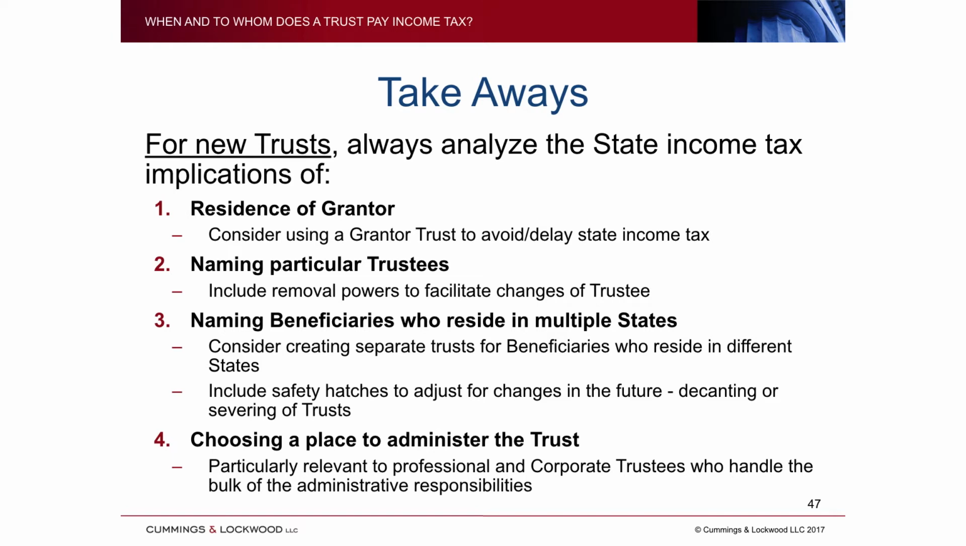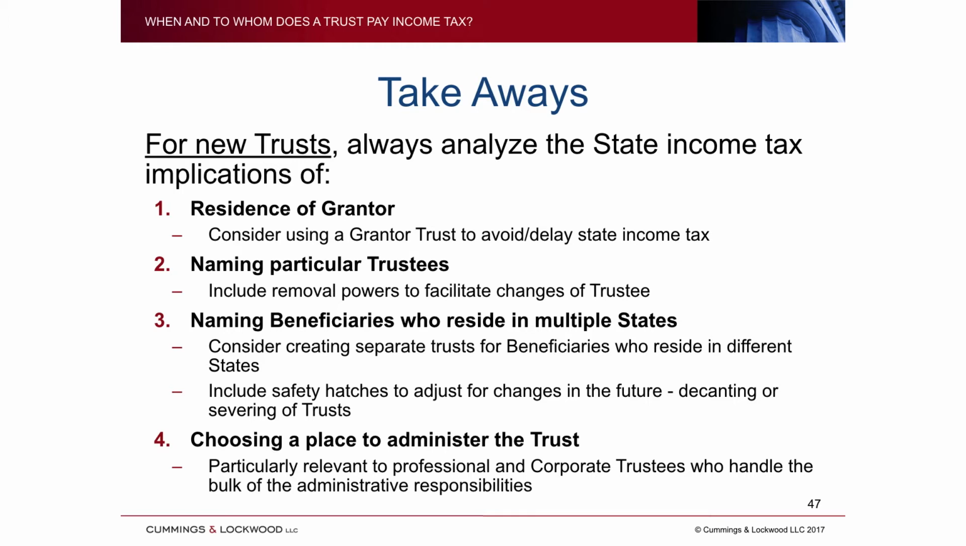The takeaways for this are that you have to be aware of where your grantor resides. And sometimes if you're in a state where the grantor resides and would be taxed based on that residence, you should consider using a grantor trust so that you at least have the flexibility of getting that grantor out of that state before they die and the trust becomes no longer a grantor trust.